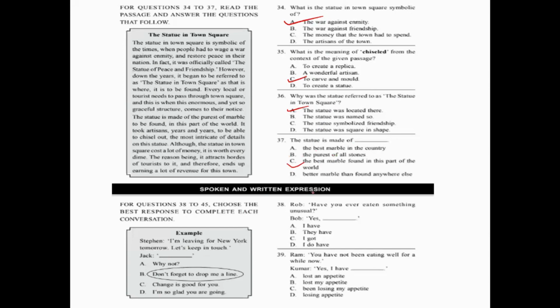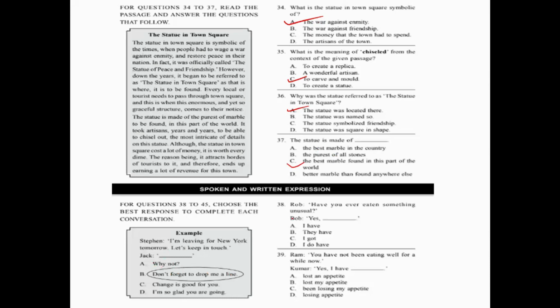It's about spoken and written expressions. As I've told you, in this section two people will be talking and we have to complete a conversation using the appropriate phrasal verbs or whatever word is required. Now for questions 38 to 45, choose the best response to complete each conversation. For example, Stephen: I'm leaving for New York tomorrow, let's keep in touch. Jack: Don't forget to drop me a line. What does that mean? It means don't forget to write me a letter.